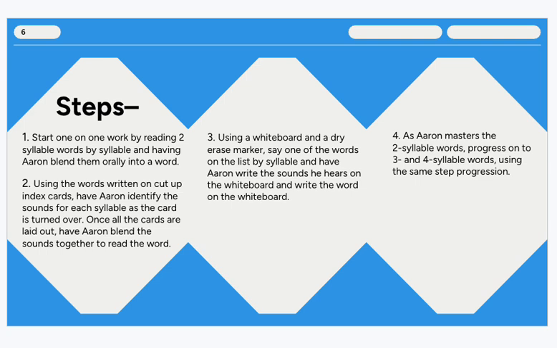Step 3 would be using the whiteboard and the dry erase marker. We would give him one of the words on that list by syllable and have Aaron then write the sounds that he hears on the whiteboard, and then write the word on the whiteboard. So as you move forward, as he masters 2-syllable words, you progress on to 3-syllable and to 4-syllable words using these same steps.